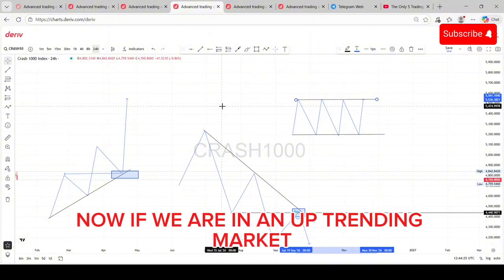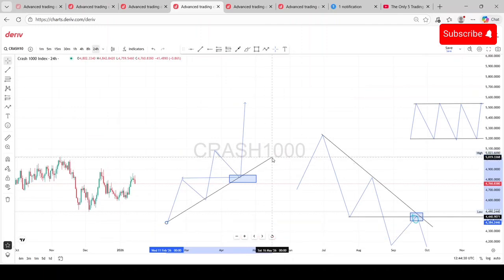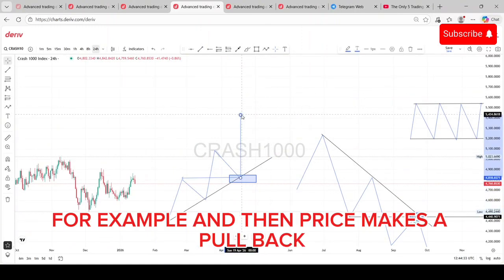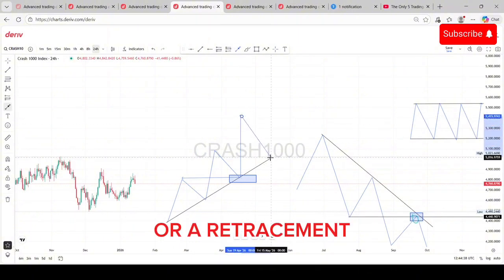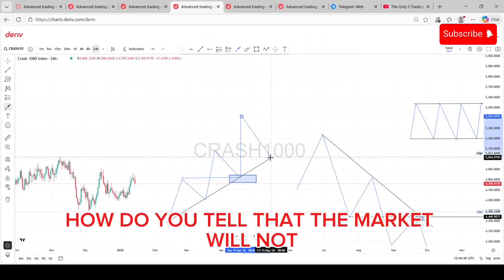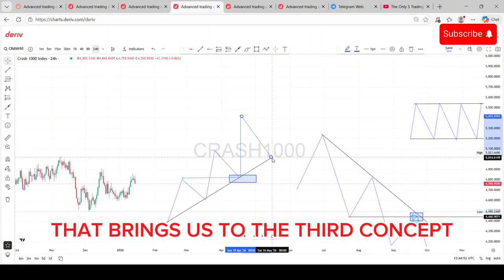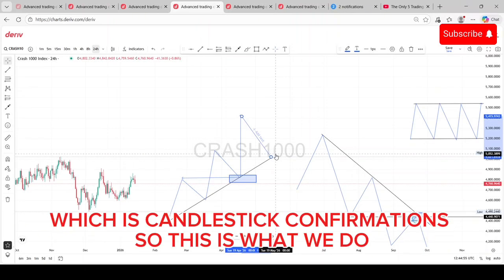Now, if we are in an uptrending market, for example, and then price makes a pullback or a retracement, how do you know that this is merely a pullback or a retracement? How do you tell that the market will not reverse and continue going downwards from there? That brings us to the third concept, which is candlestick confirmations. So this is what we do.